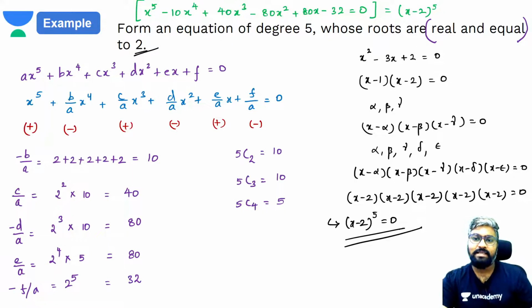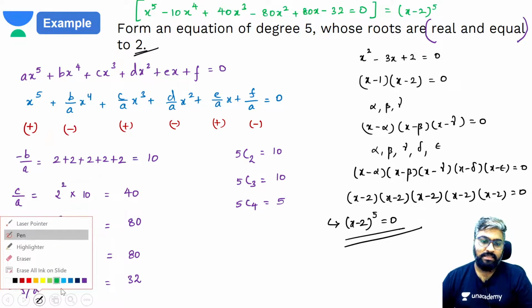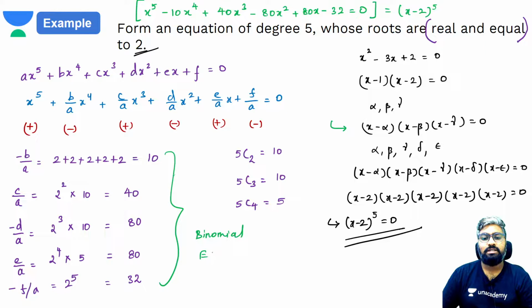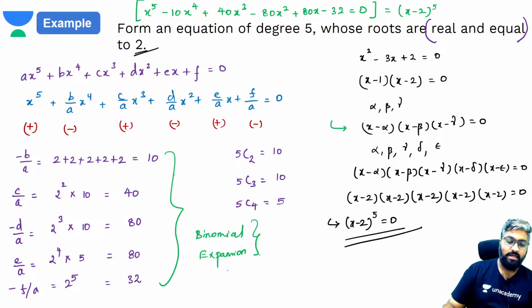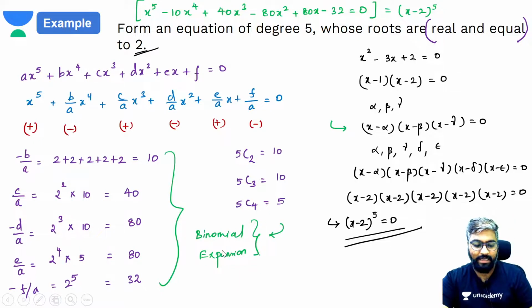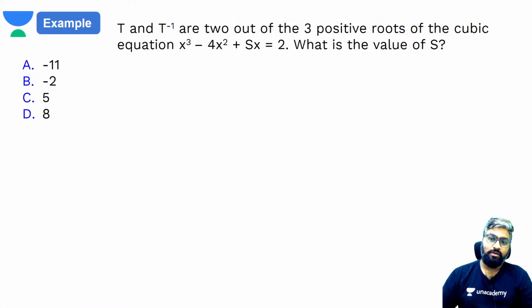Did you all understand this, guys? This part that we just did, whatever we applied here, is what you can directly do using something called binomial expansion or binomial theorem. Okay, we will talk about this in the upcoming classes. ठीक है? चलो.